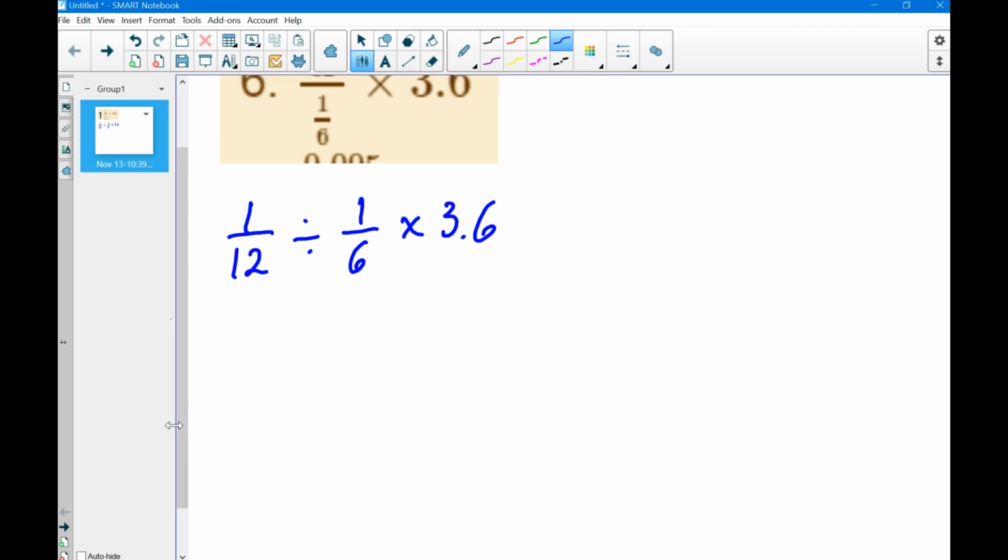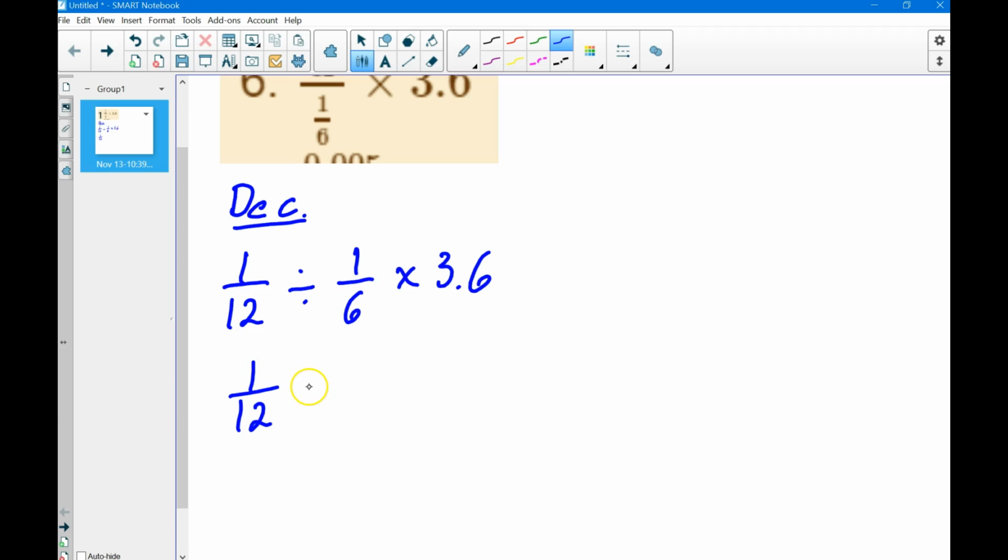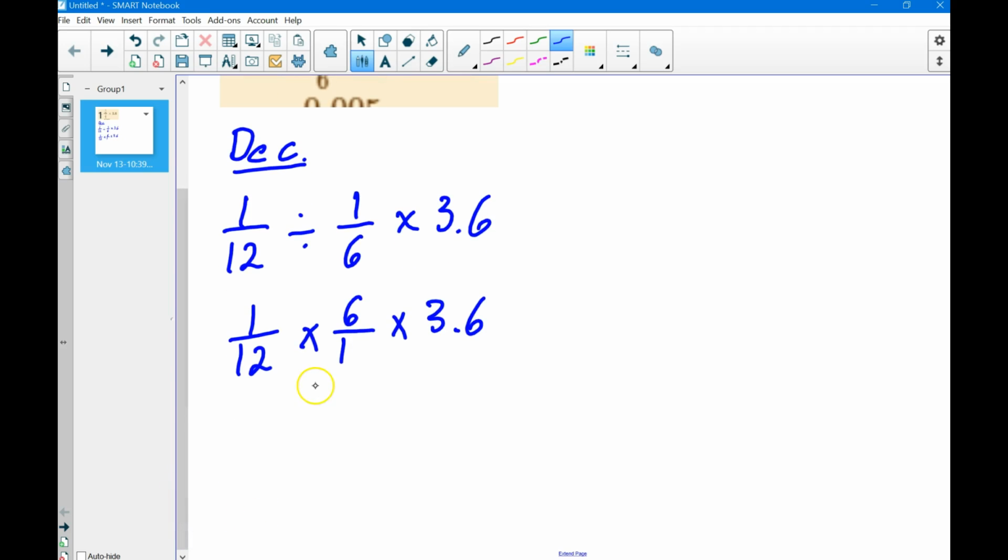What I'm doing on this side, I'll do decimals. I'll just make a note of that before I move forward. This is a decimal way of doing it. So we know that there's no division in fractions. To get away from that, we turn this one upside down and multiply, or take the reciprocal. So I have 1 over 12 multiplied by 6 over 1 times 3.6. That's going to give me nice numbers. It's going to give me 6 over 12 times 3.6.